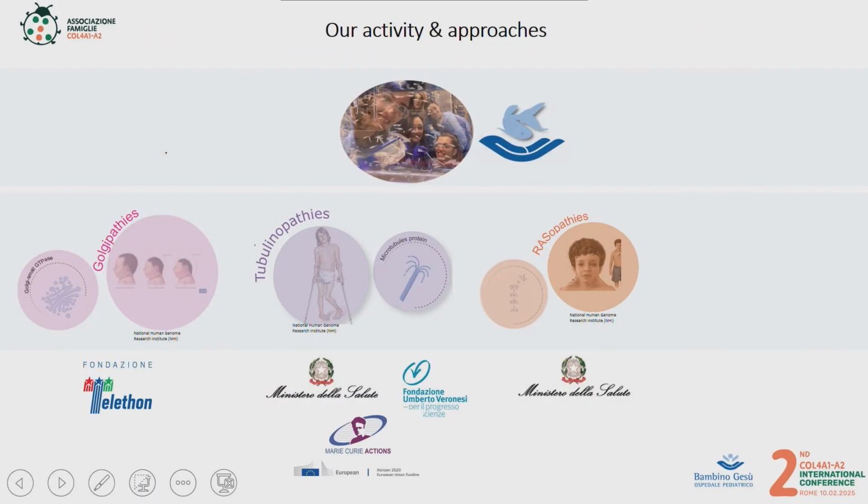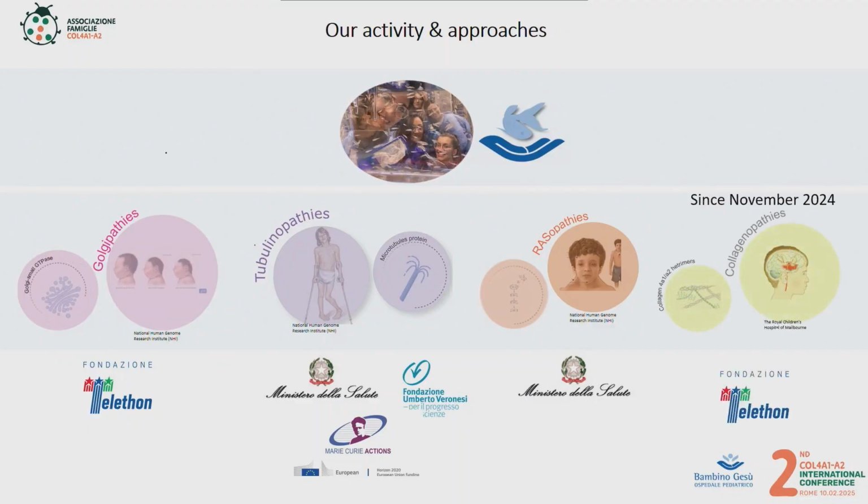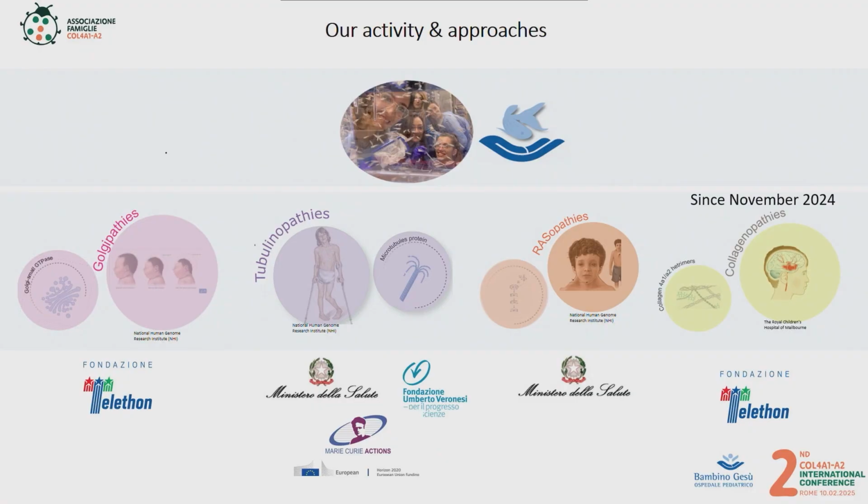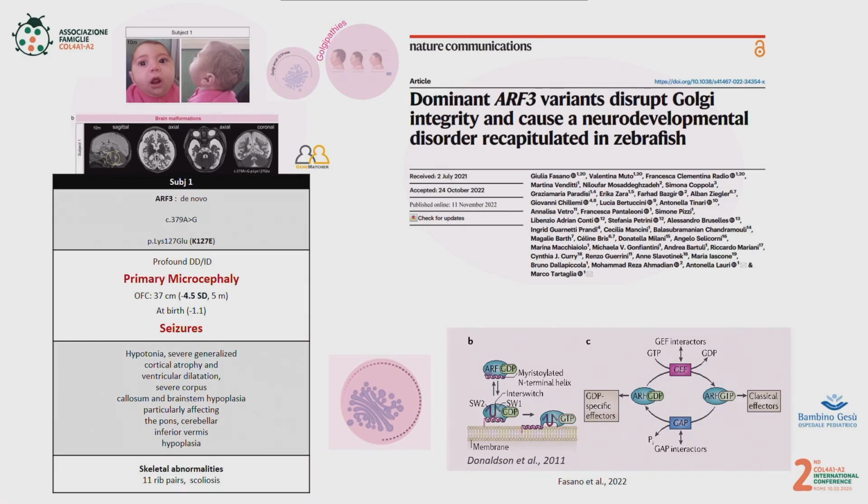Okay, so we work applying all these tools and using zebrafish models. We do different research in the lab. As I told you, we focus a lot on malformations of cortical development, Golgipathies, tubulinopathies that also have involvement of the central and peripheral nervous system, RASopathies, and thanks to the launch of the Telethon SEED project with the association, since just November 2024, we also work on COL4A1 and COL4A2. This is what I'm going to present next, but I want to give you just one example of one disease that we recently published and discovered thanks to the zebrafish work.